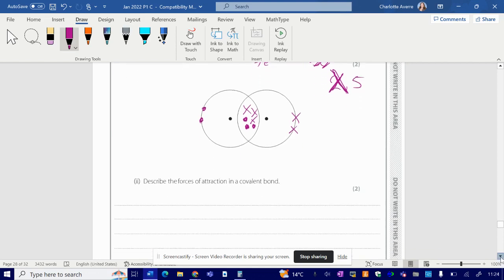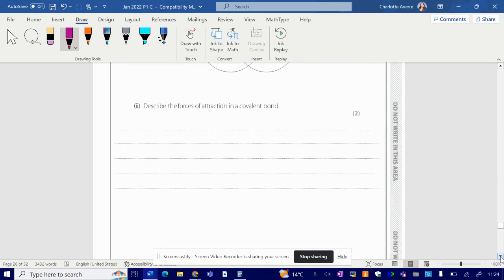Describe the forces of attraction in a covalent bond. Okay, so when you've got your covalent bond, you've got your shared area in the middle. You have your positive nuclei, and you've got your shared pair of electrons. And what is holding the substance together is the attractions between those nuclei and the shared electron pair.